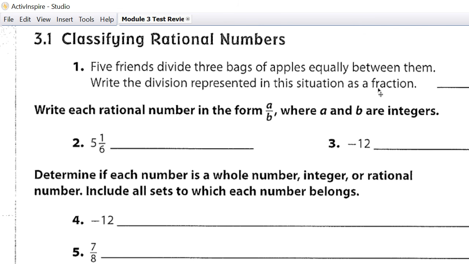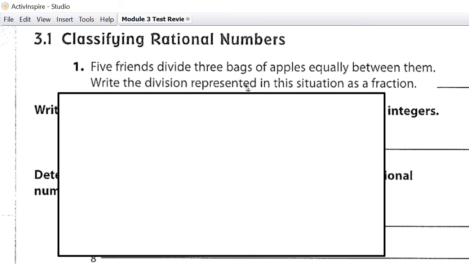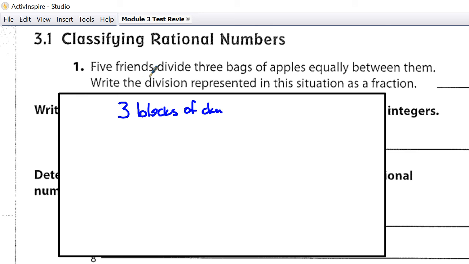3.1, classifying rational numbers. The first question reads, 5 friends divide 3 bags of apples equally between them. Write the division represented in this situation as a fraction. This should sound familiar. We've done problems like this before in lesson 3.1. The very first problem we did, in fact, so long ago, was about kids who went to an art class. And there were 3 blocks of clay in this art class, and those blocks of clay were divided by 4 friends. Well, if we take all these numbers out, we have 3 divided by 4, and that was equal to, you remember, the answer was 3/4.